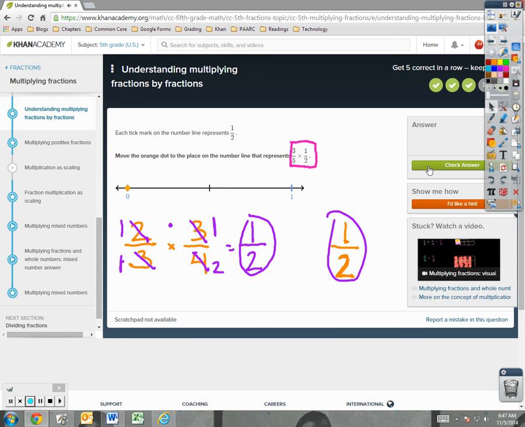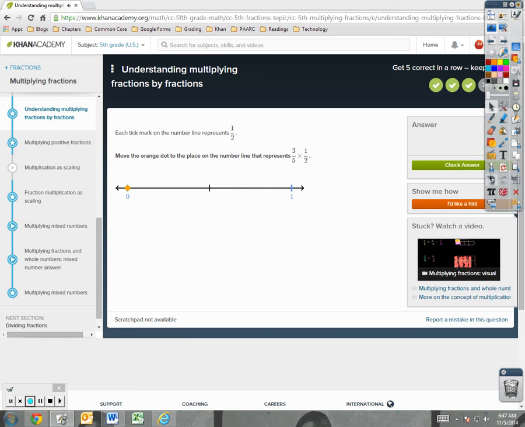All right. Let's take another one. Let me erase my things there. Now, next one says each tick mark on the line represents a half. Now our new multiplication problem is 3/5 times 1/2. Now I'm going to immediately look at the numerator and denominator across or diagonal from each other.